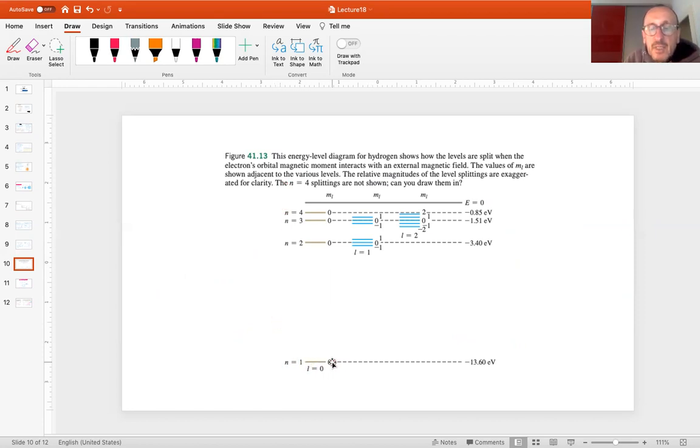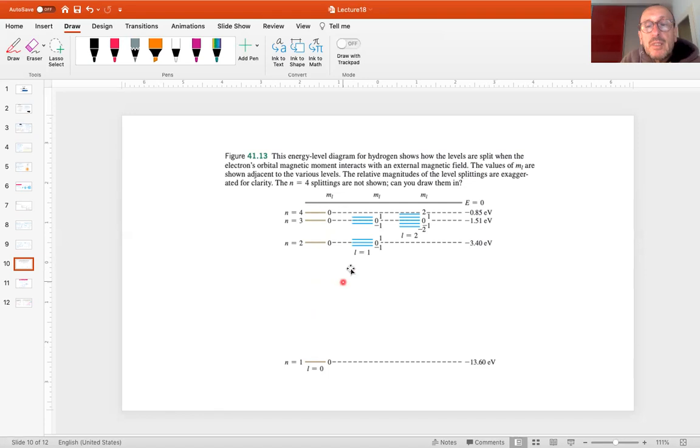The ground state is right here. If I apply a magnetic field to an atom in the ground state, the ML for that state is 0. So no matter how high the magnetic field is, I cannot change the energy level of this one. The same thing happens with L equals 0. All the L equals 0 states are generally unperturbed. So you cannot modify the energy levels of the hydrogen atom by applying a magnetic field when they are in the L equals 0 state, when they are in an S state.